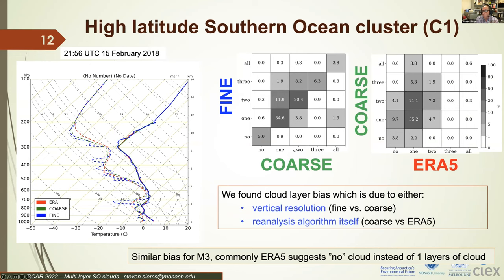This is none, one, two, three, or solid cloud layers. And this is what you get when you use the fine soundings or the coarse soundings, just a little scatter diagram. If you're on this main diagonal, it means they match. If we compare ERA5 with the coarse soundings that were physically observed, you see we lose a lot of cloud layers. ERA5 is smoothing out a lot of these thin cloud layers, or the thermodynamics behind them, and not allowing us to represent the thin clouds over the high latitudes of the Southern Ocean. The algorithm for ERA5 is more important than the vertical resolution.